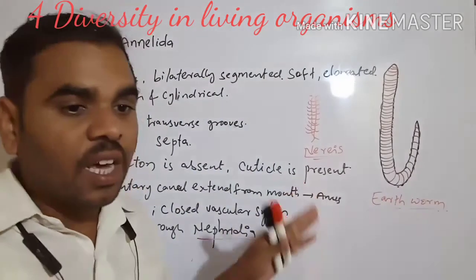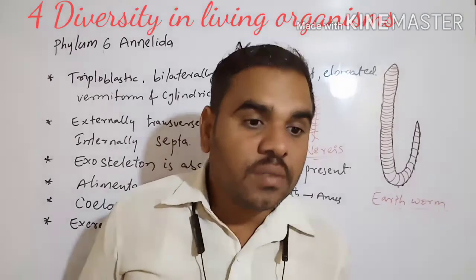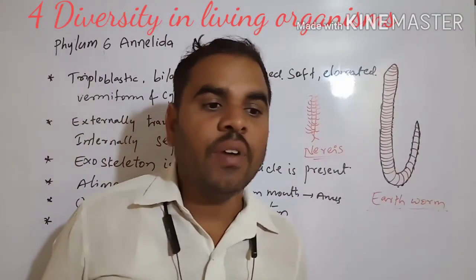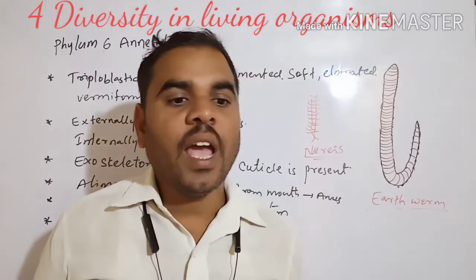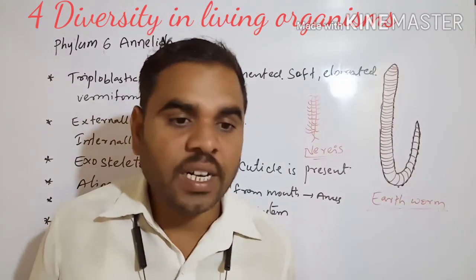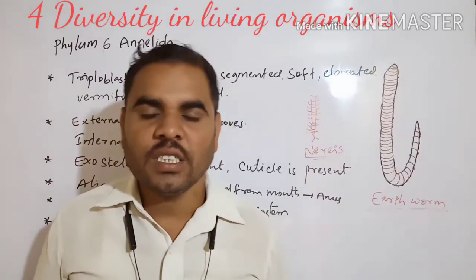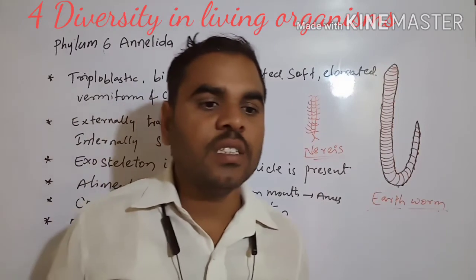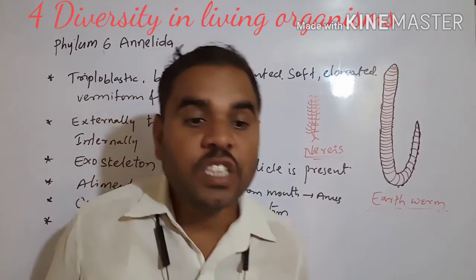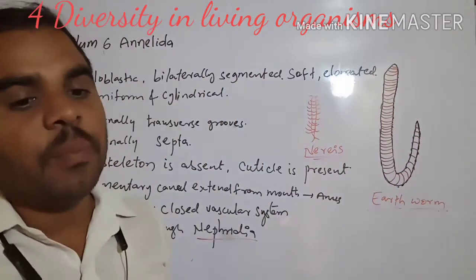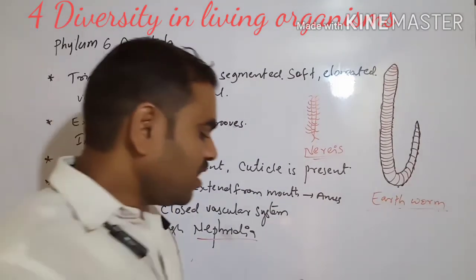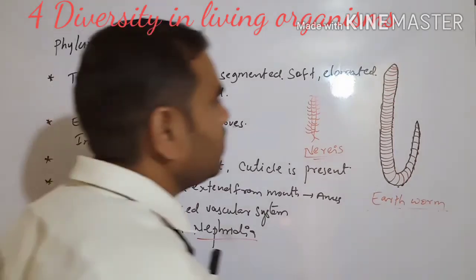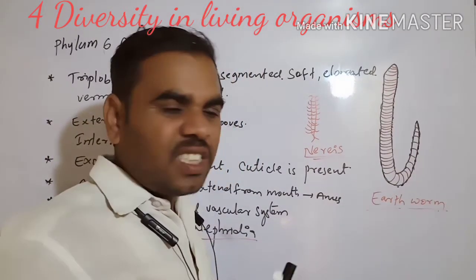Next, the nervous system consists of a dorsal brain and ventral nerve cord, having ganglia and lateral nerves in each body segment. Reproduction is sexual. The sexes may be united or separate. For example, we have to see these organisms and their sexes.